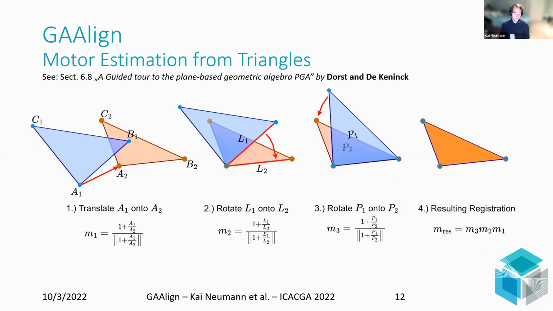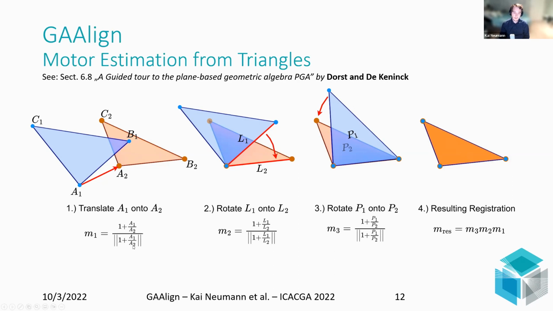So we have 2 triangles, A1, B1, C1, and A2, B2, C2. And we first move A1, so this one corner, onto A2. Then we are rotating the one line L1 onto L2. And then finally, we are rotating the whole plane P1 onto P2, which then gives us the full transformation.